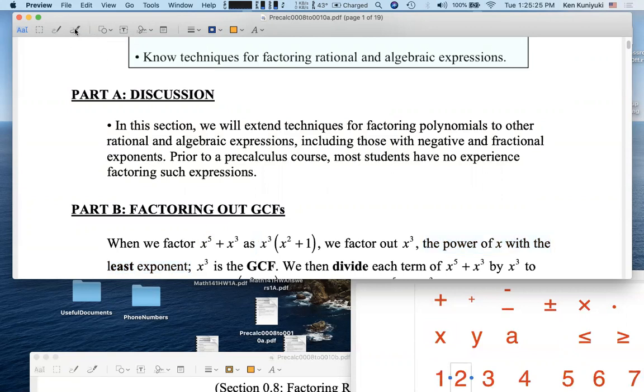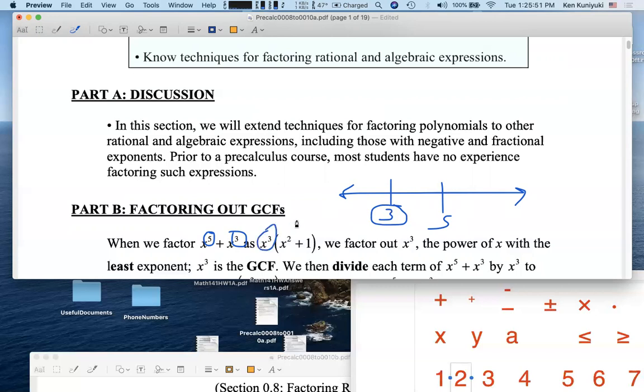So if you look at the exponents here, the 5 and the 3, the least exponent is further to the left on the real number line. 3 over here, 5 over here, 3 is further to the left, so we factor out x to the third. I'm not kidding. We're going to apply these principles later. So we factor out x to the third as our GCF.